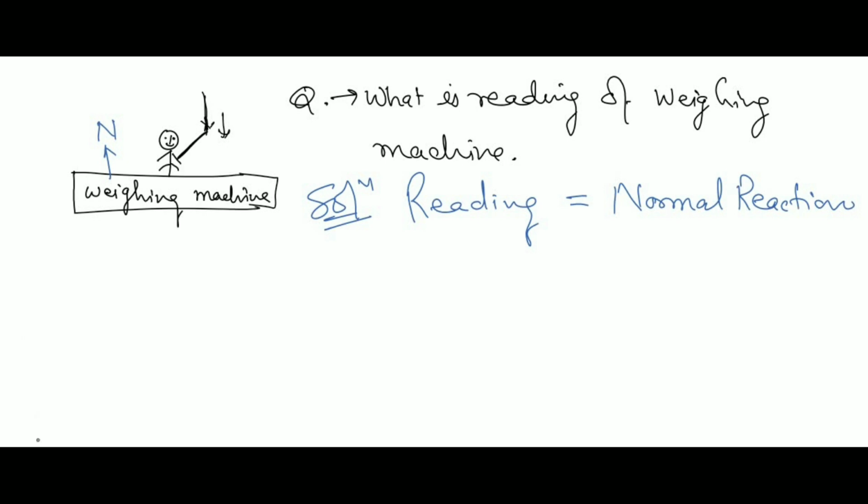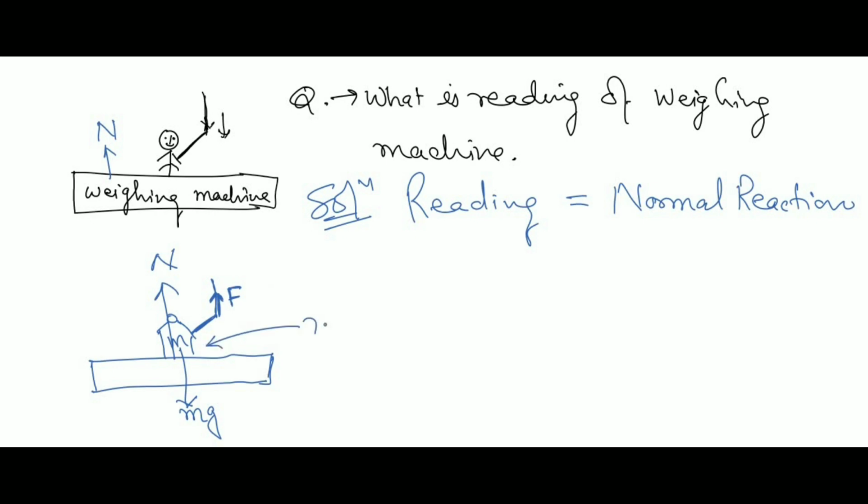So let us draw this diagram again. Suppose this is a weighing machine, and my drawing is too bad. Suppose there is a person of mass M, and this is his hand, and it is pulling something down by a force F. If he pulls something down by force F, he will experience a force F in the upward direction. There is mg due to gravitation, and suppose this is the normal force N. The person is at rest.